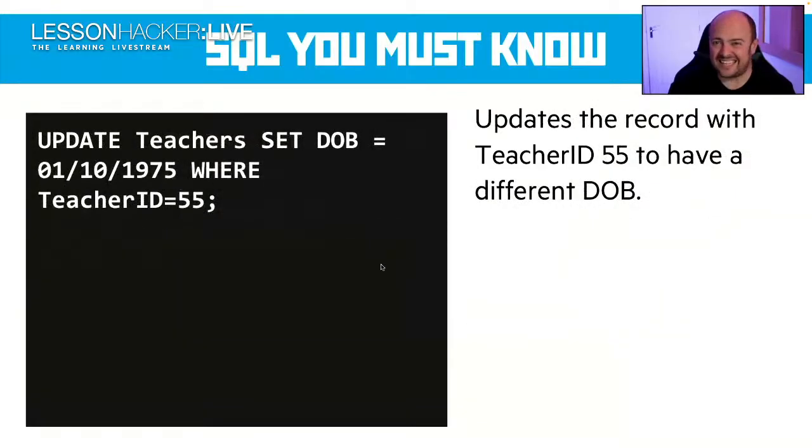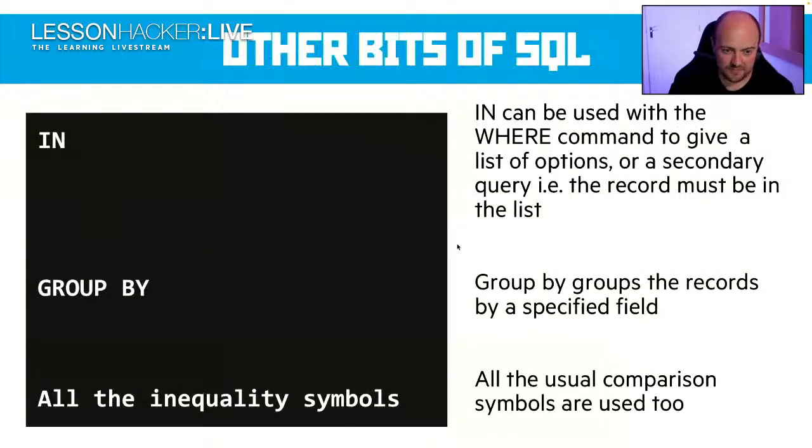Okay. Updating, that's changing a record. Update this table, the teacher's table. Set this field to this value where the teacher's ID is this number. That's important. If you were to forget the where bit, it would change everyone's date of birth to the 1st of the 10th, 1975. Not ideal, really.